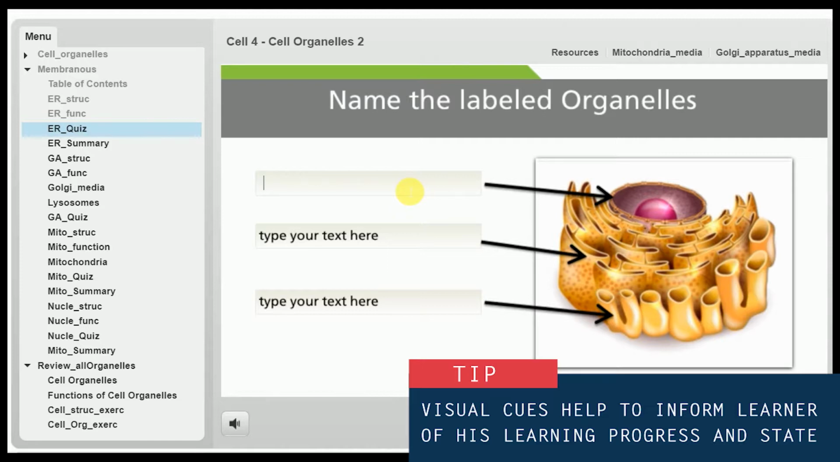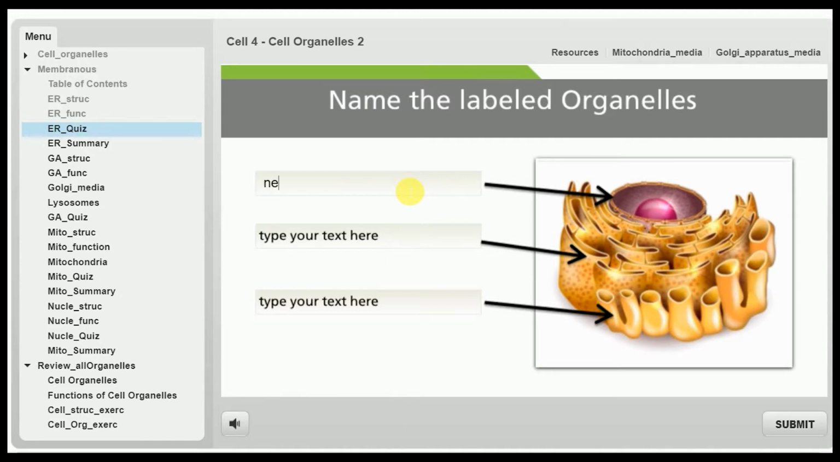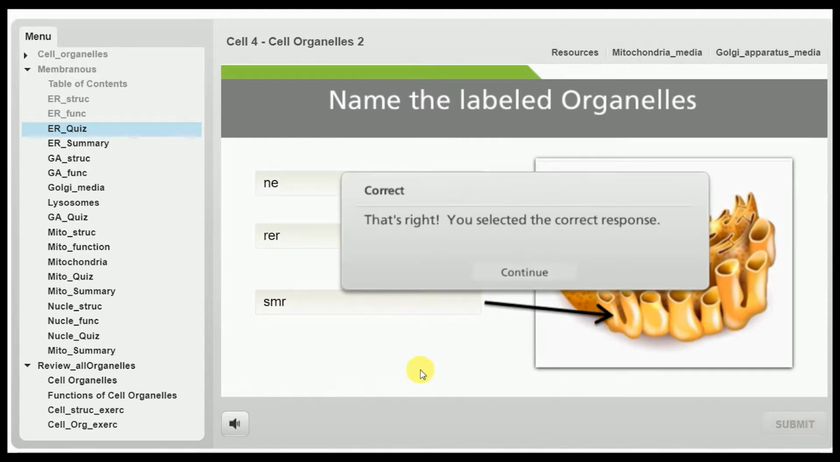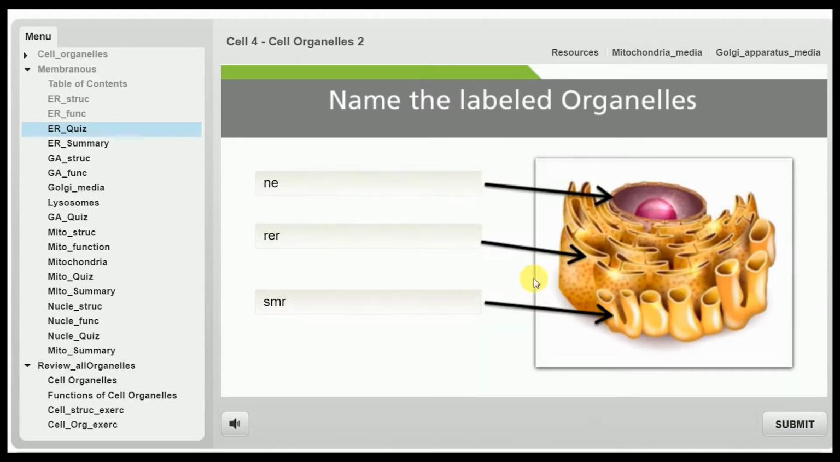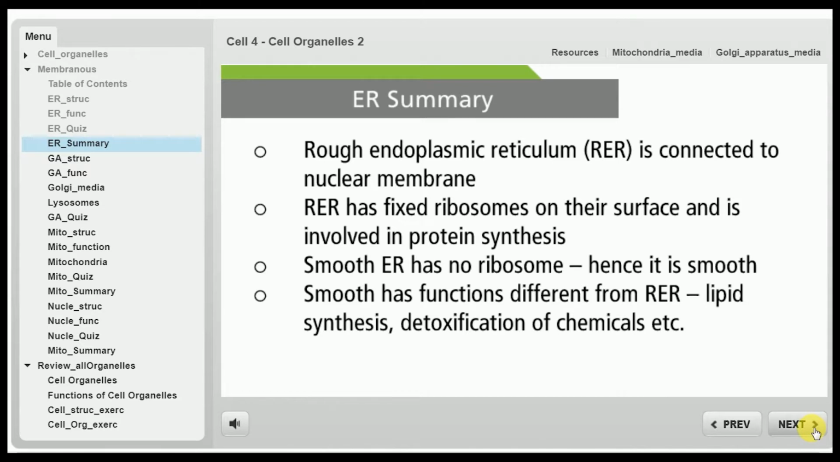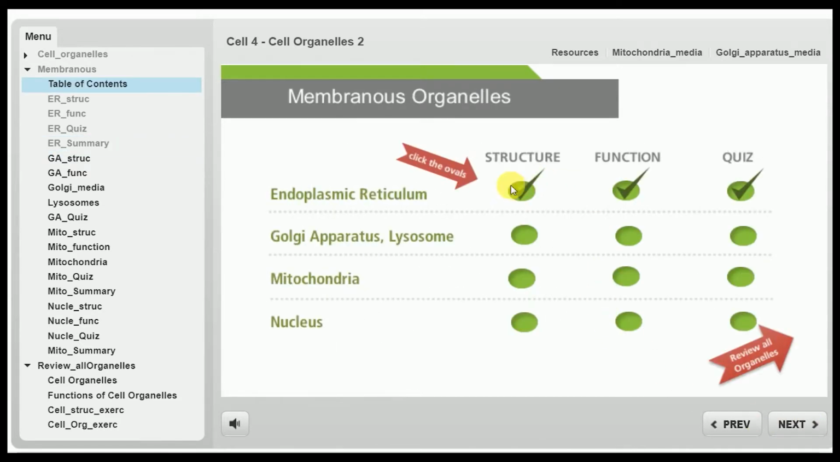There is a self-assessment. Here they have to label everything. So this is nuclear envelope. This is rough ER. This is, say, smooth ER. So if they check, it says correct. So that is one thing. Then after that, there is a summary, and you can see the students can track. So they have finished the structure, function, and quiz. Let me move on to the next one.